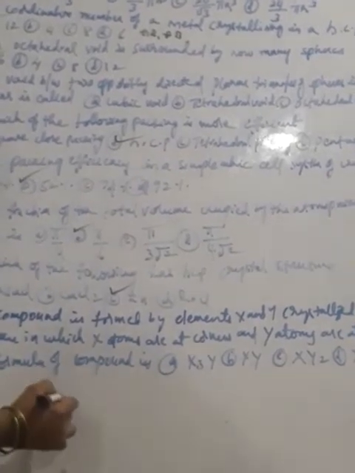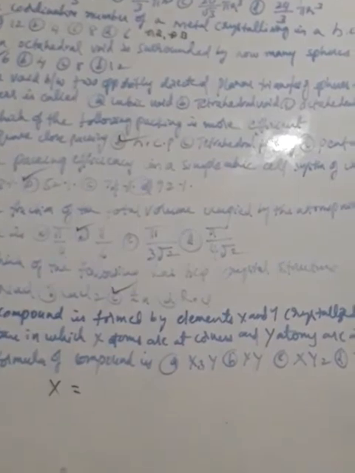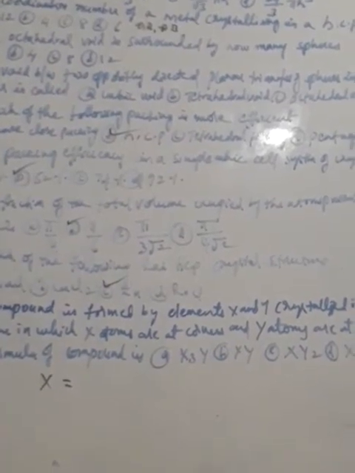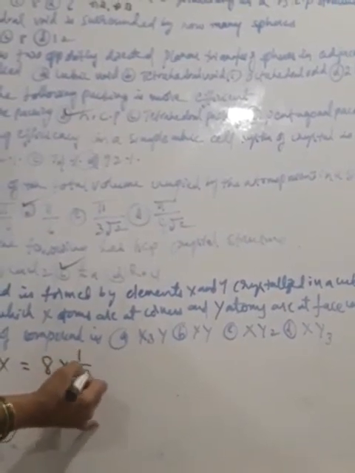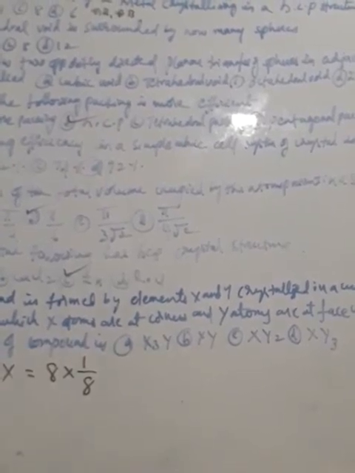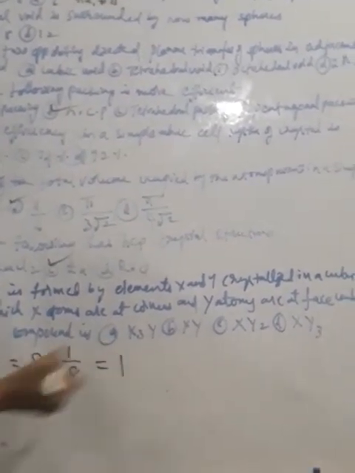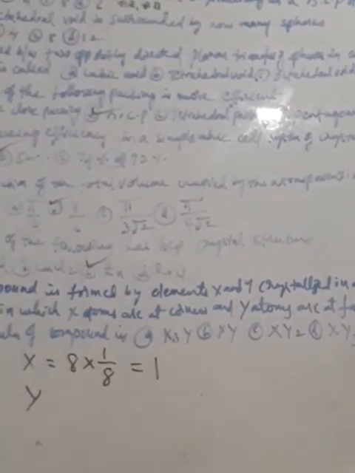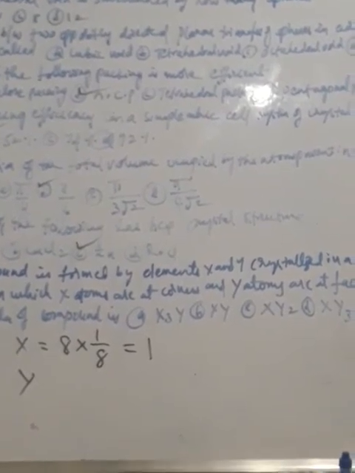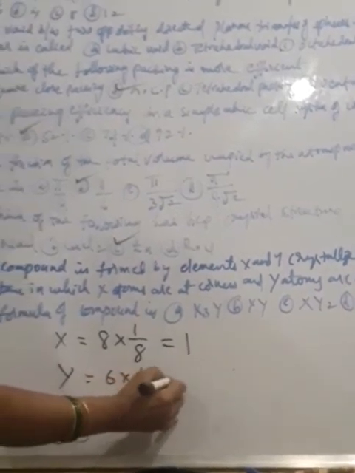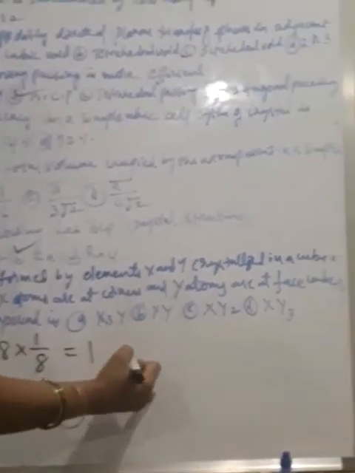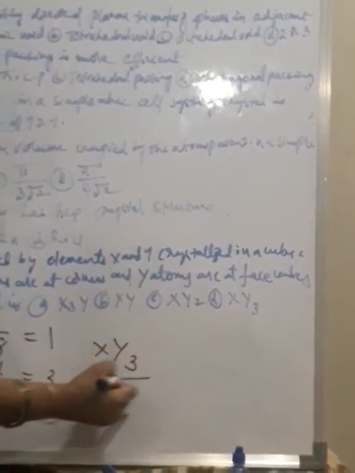X atoms are at corners. There are 8 corner points, and each corner point is shared by 8 unit cells. That's why 1 by 8 part of it belongs to that particular unit cell. So X is 1. Y atoms are at face centers. There are 6 face-centered points, and each face-centered point is shared by 2 unit cells. So 6 into half is 3. So the formula is XY3.